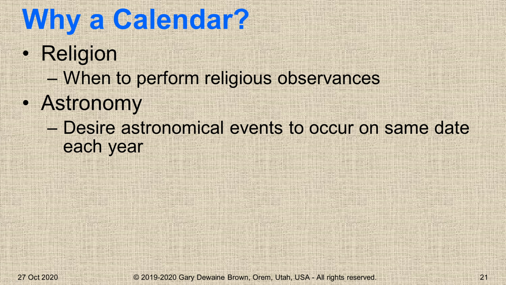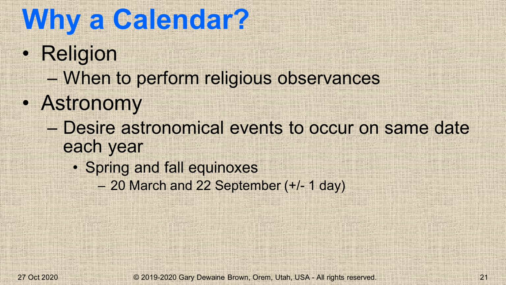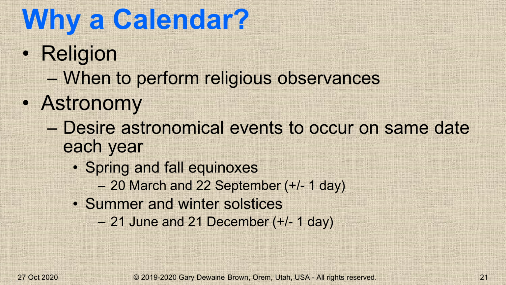A second reason for a calendar is to reliably identify when certain astronomical events occur. For instance, the annual spring and fall equinoxes when the length of day and night are equal, and the summer and winter solstices when the northern hemisphere's day is longest and shortest, respectively.